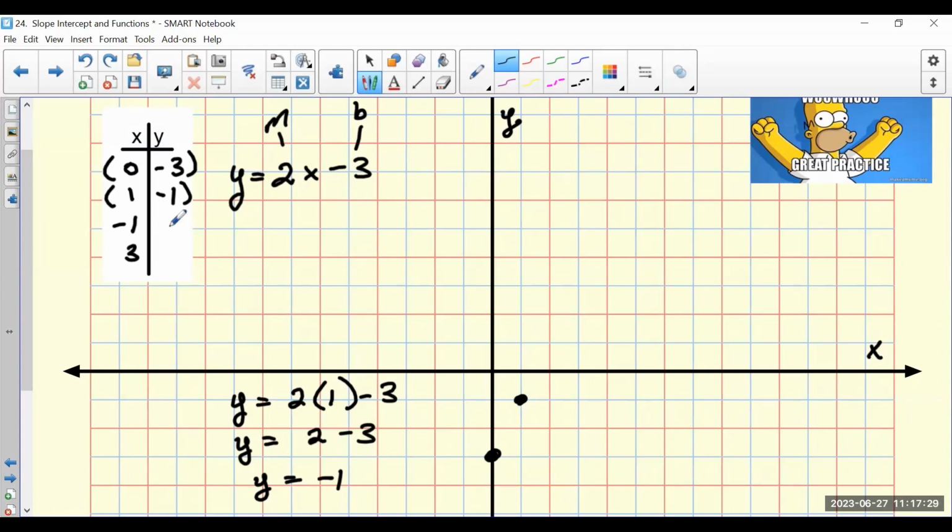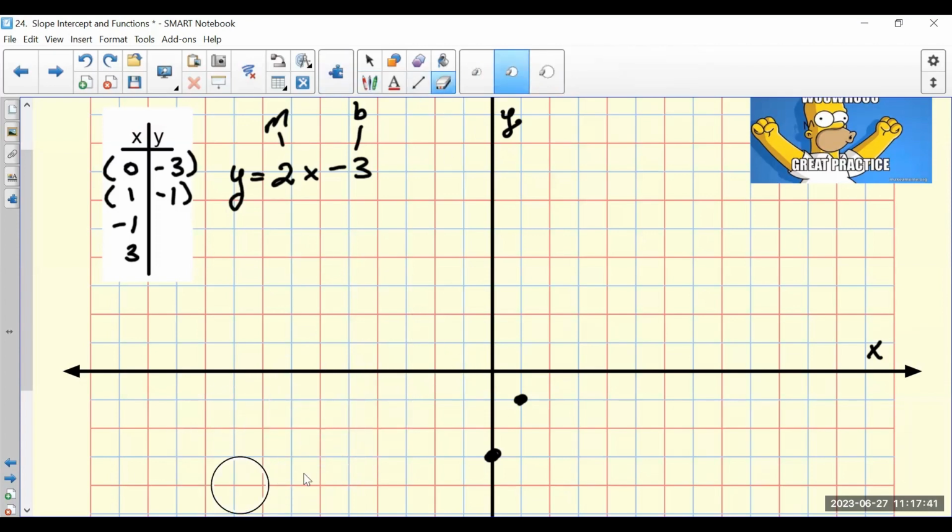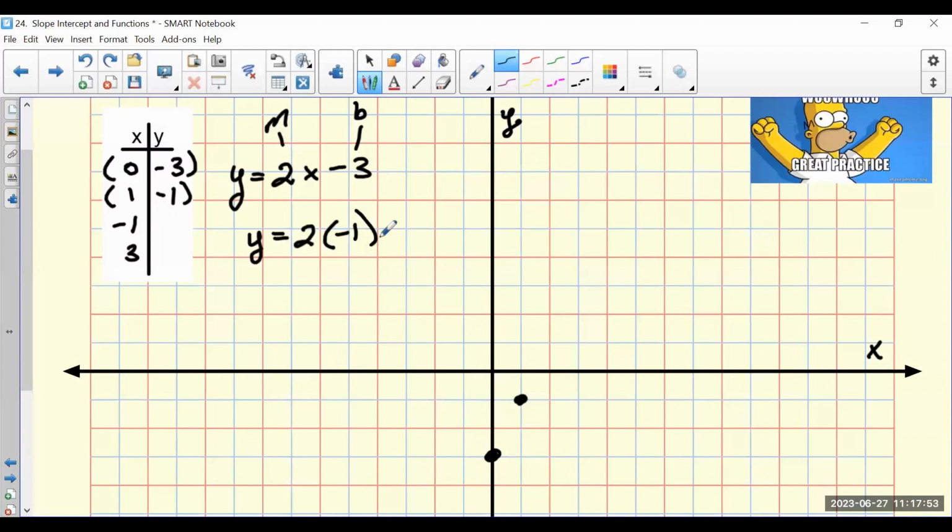All right, let's do 2 more. What if we put in a -1? Well, -1 on the x is here. See what happens. And again, we are picking these. We are doing these because we feel like it. I'm going to do it up here this time. Y is equal to 2 times, now for our x, we're putting in -1 minus 3.